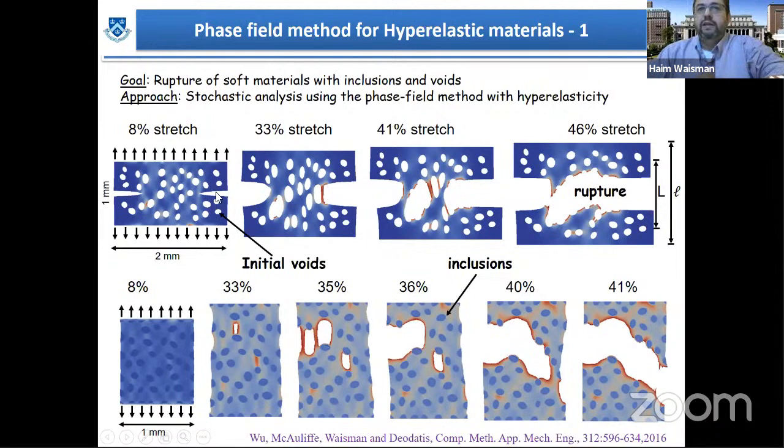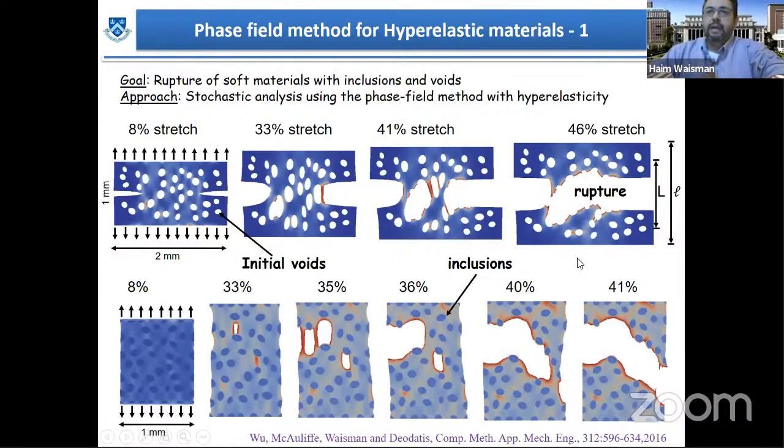So for example, here you can see randomly distributed voids in hyperelastic materials. And in this case, you will see inclusions, randomly distributed inclusions. As you load the structure, the difference is that in brittle fracture, if you have notches, typically fracture will initiate at the notches, while here fracture may initiate in arbitrary location as well. So this just shows that under different types of stretches, how the fracture is going to evolve in these cases.